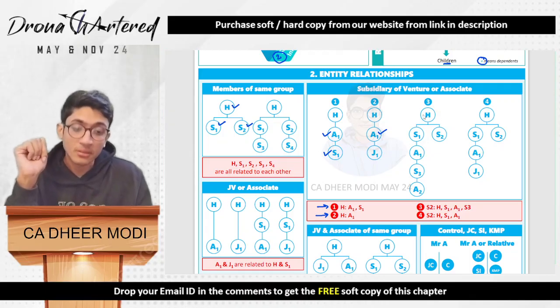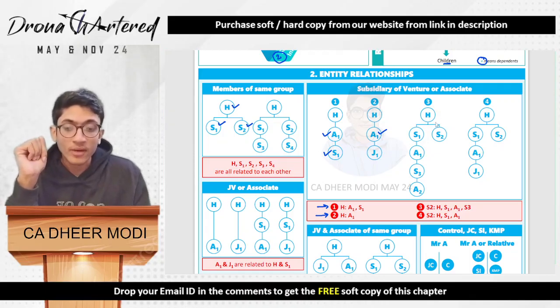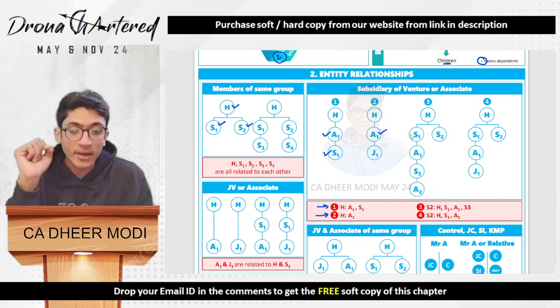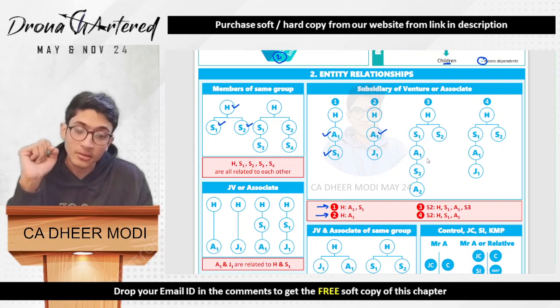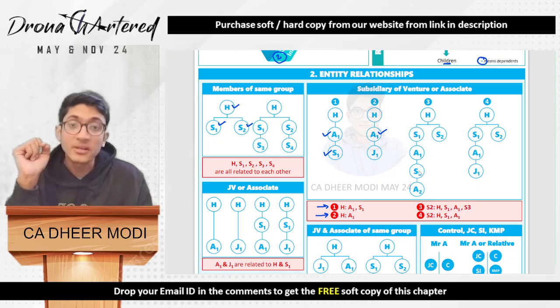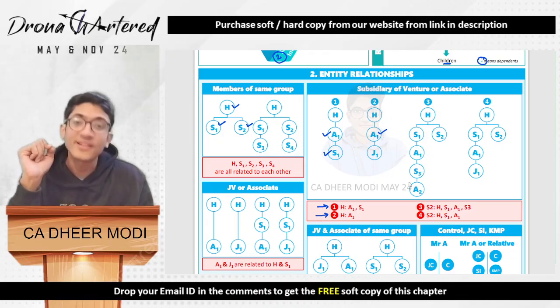Third, say for example, you are a holding company. Then you have two subsidiaries, S1 and S2. Now S1 has another associate, A1. A1 has a subsidiary, and this subsidiary has another associate.